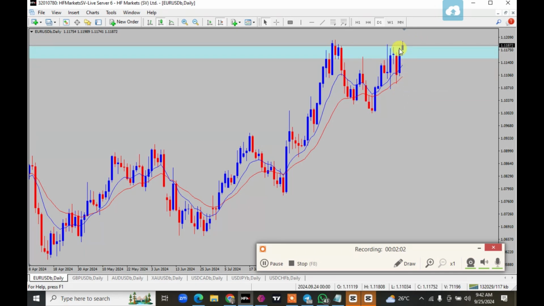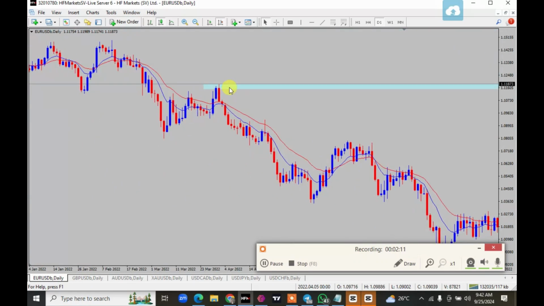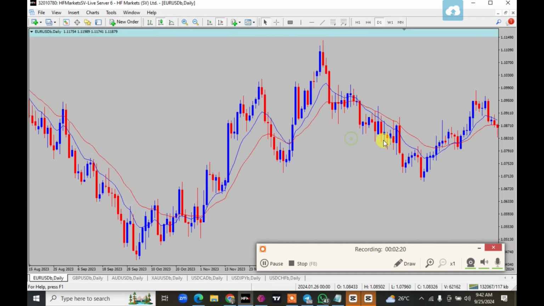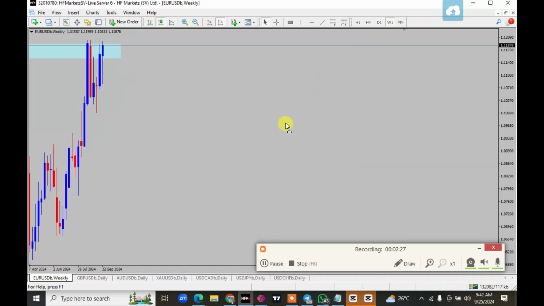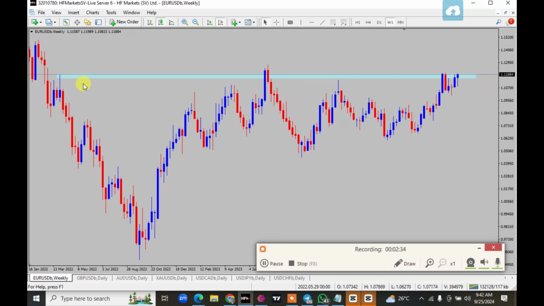So long as price still closes below this resistance, it shows that Euro USD still has a big chance to go to the downside. If you can see, this particular resistance was a strong resistance level, because it also stands as a significant level for price reversal on the daily chart. So let's look at the weekly chart of the Euro USD. You can also see that this particular resistance is also important on the weekly chart.